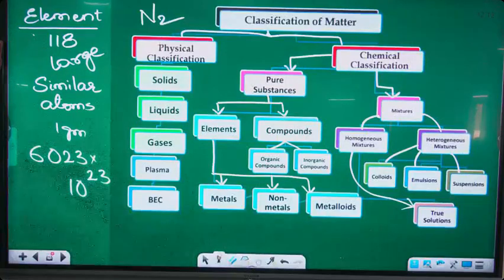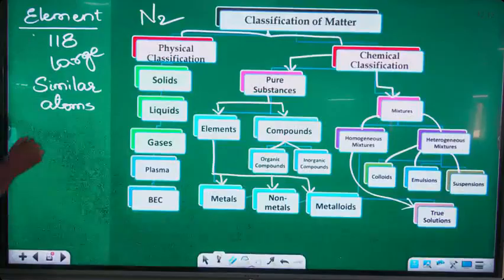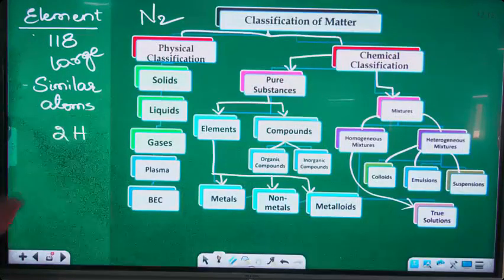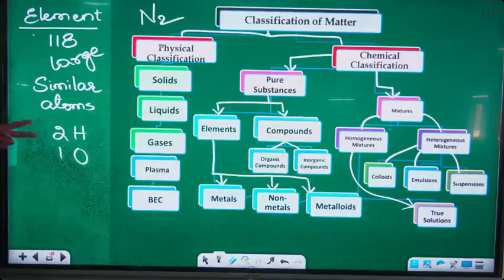Now what is a compound? For example, the moment you're talking about the case of 2 atoms of hydrogen, 1 atom of oxygen. When 2 different atoms are combining together, that will give you a compound.